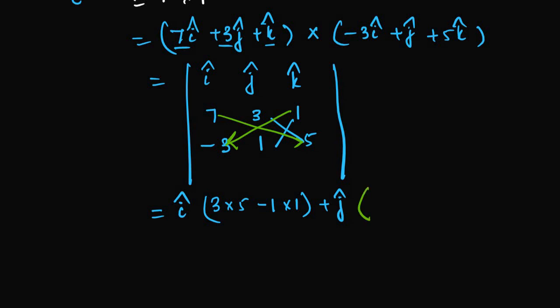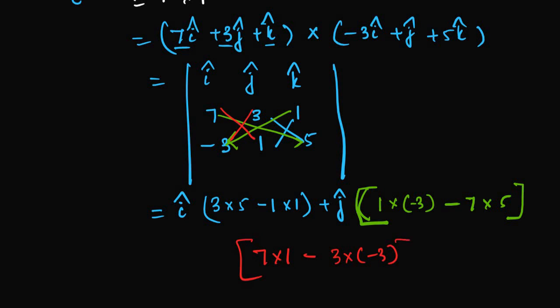So I will write it as 1 into minus 3 minus 7 into 5, for j. Now again for k, I am using another color so that you will understand. For k, this row and this column should be left out. So what will remain? 7 into 1 minus 3 into minus 3. Now this I am leaving for you people. I think you can solve it for tau vector. This is the vector form of it.